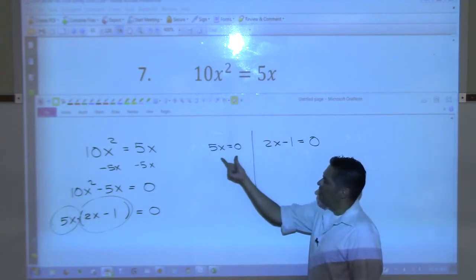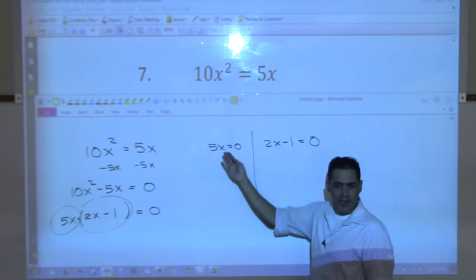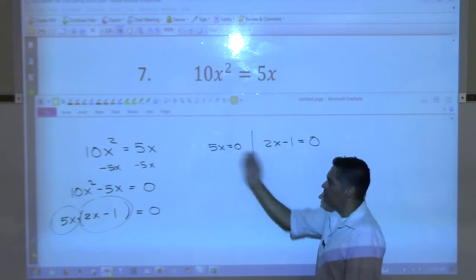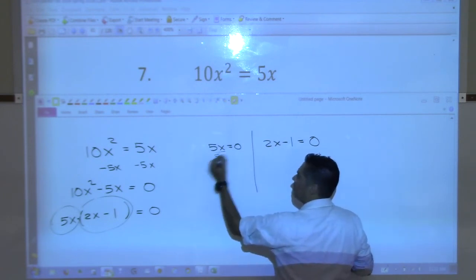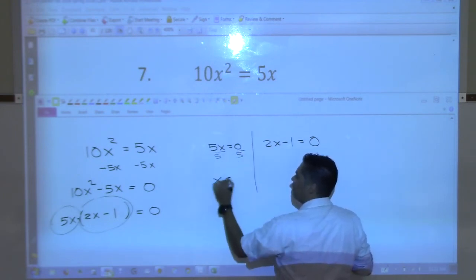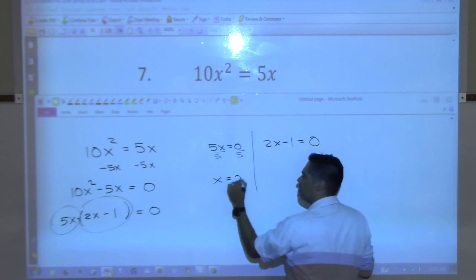How do I solve for x here? I mean, x is 0, right? Can you all just tell by looking? You could also divide both sides by 5, because 0 divided by 5 is still 0.